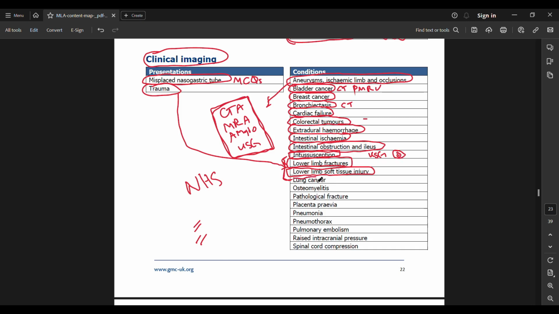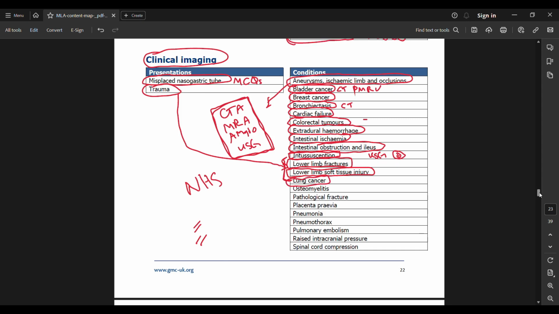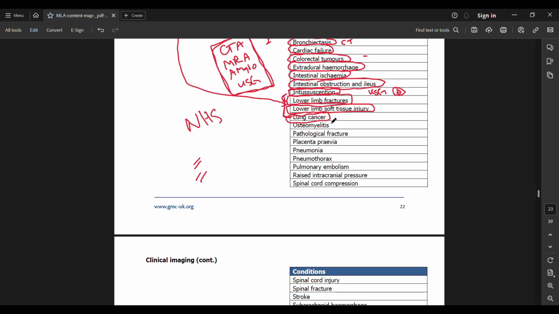Okay. Next, you have lung cancer. So again, you might have to do a CT, you might have to do a chest x-ray. Usually this shows up as a chest x-ray and you need to look at maybe a coin lesion or maybe some kind of mass on the chest x-ray. So make sure you look at chest x-rays of lung cancer. This may actually show up in your OSCE stations.